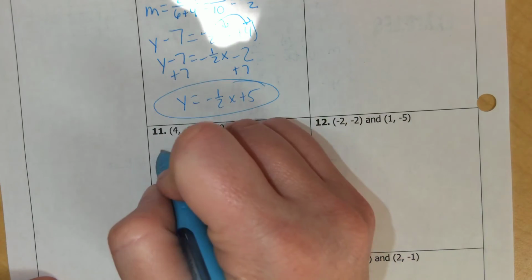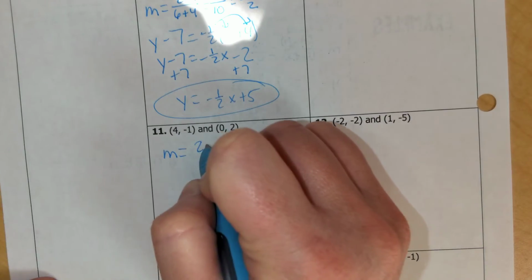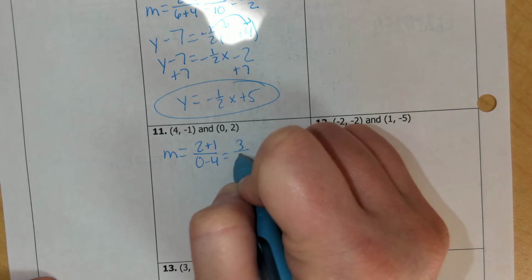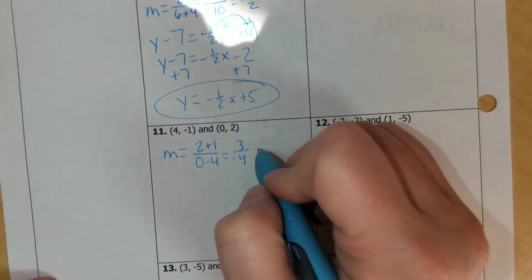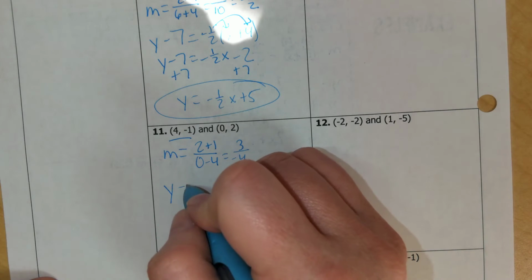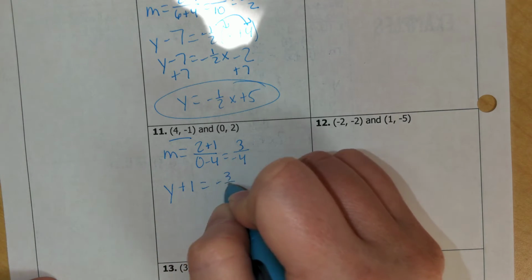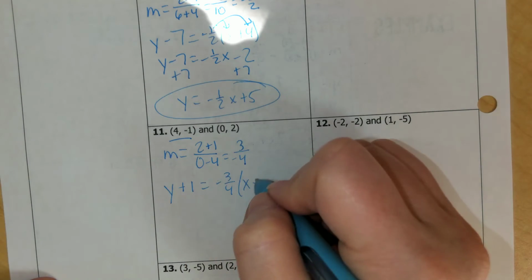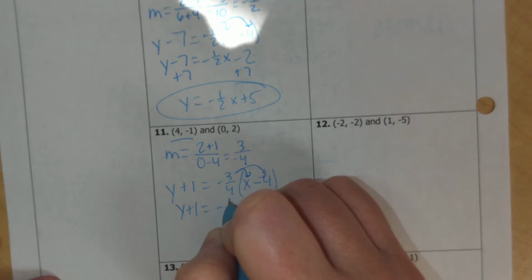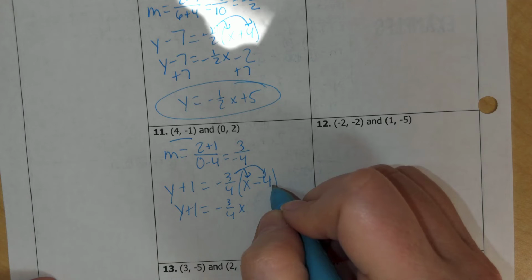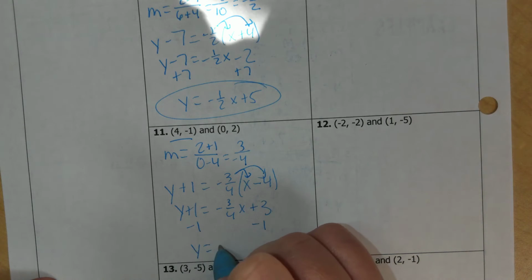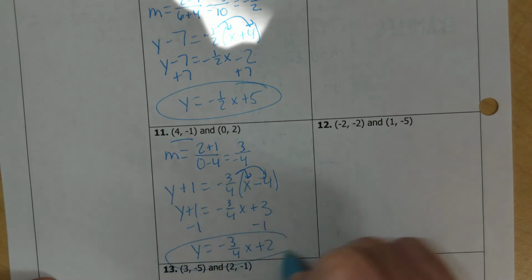Okay, another example. Same process. I'm going to take 2 and I'm going to subtract a -1, so I'm going to add 1. And I'm going to take 0 and I'm going to subtract 4, so I end up with 3 over -4, so -3/4 for my slope. I'm going to use this point right here, so minus a -1 is a +1, -3/4 for my slope, x minus 4. I'm going to distribute here, so -3/4 times x is -3/4 x, -3/4 times -4 is +3. Then from here we're going to subtract 1, and so we end up with -3/4 x plus 2.